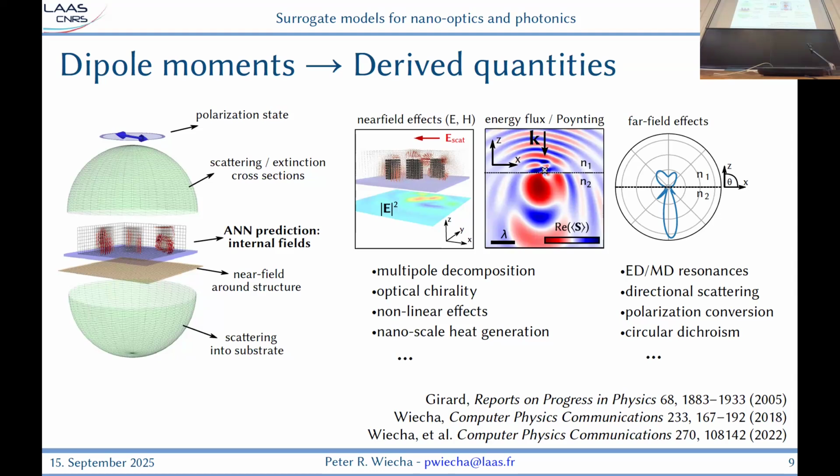and we can calculate any physical observable just with these dipole moments. For example, the far-field scattering, polarization of the scattering, directional scattering, radiation patterns, near fields, of course. But we can also, in the perturbation approach, calculate nonlinear effects. Basically we can really do anything with this. So this is pretty interesting to solve these internal fields, essentially.